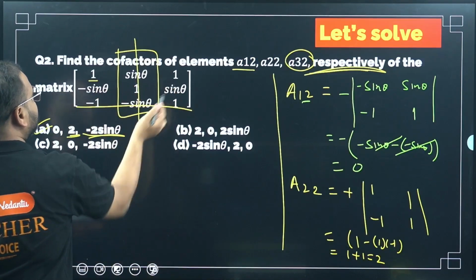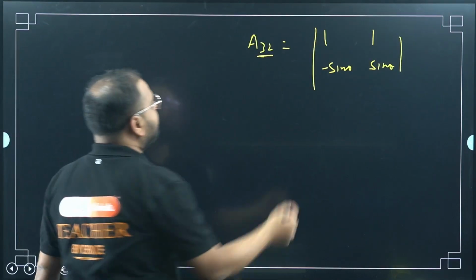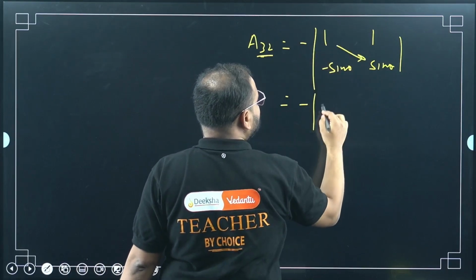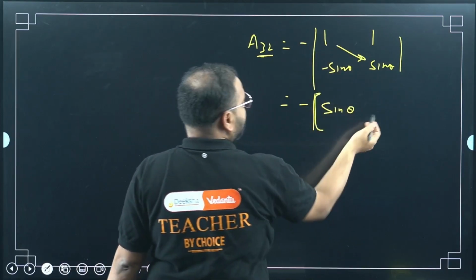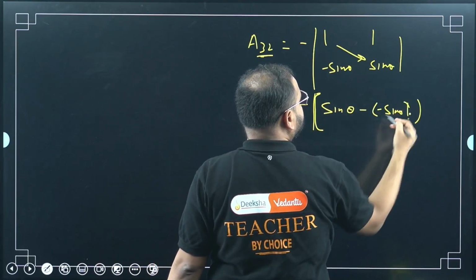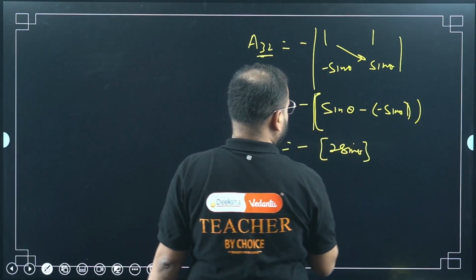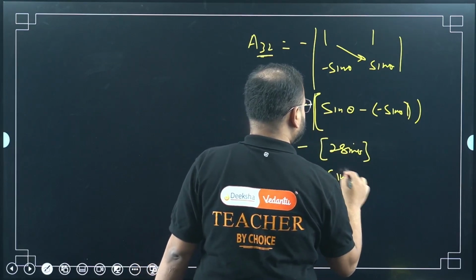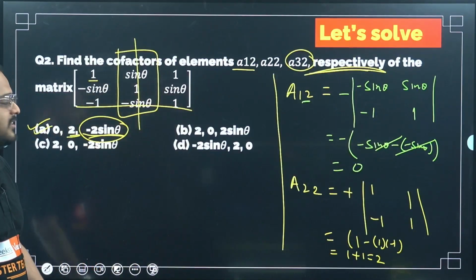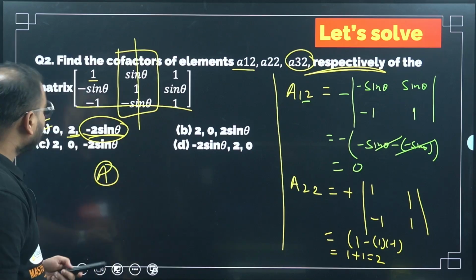1, 1, minus sin theta, plus sin theta. And what is the sum here? Odd, sir. Odd means negative. Please check. 1 into sin theta will be sin theta simply. And this will be nothing but my minus of minus sin theta. How much is that? Minus of 2 sin theta. Minus 2 sin theta. Answer is correct, sir. So option A is my right answer for this.